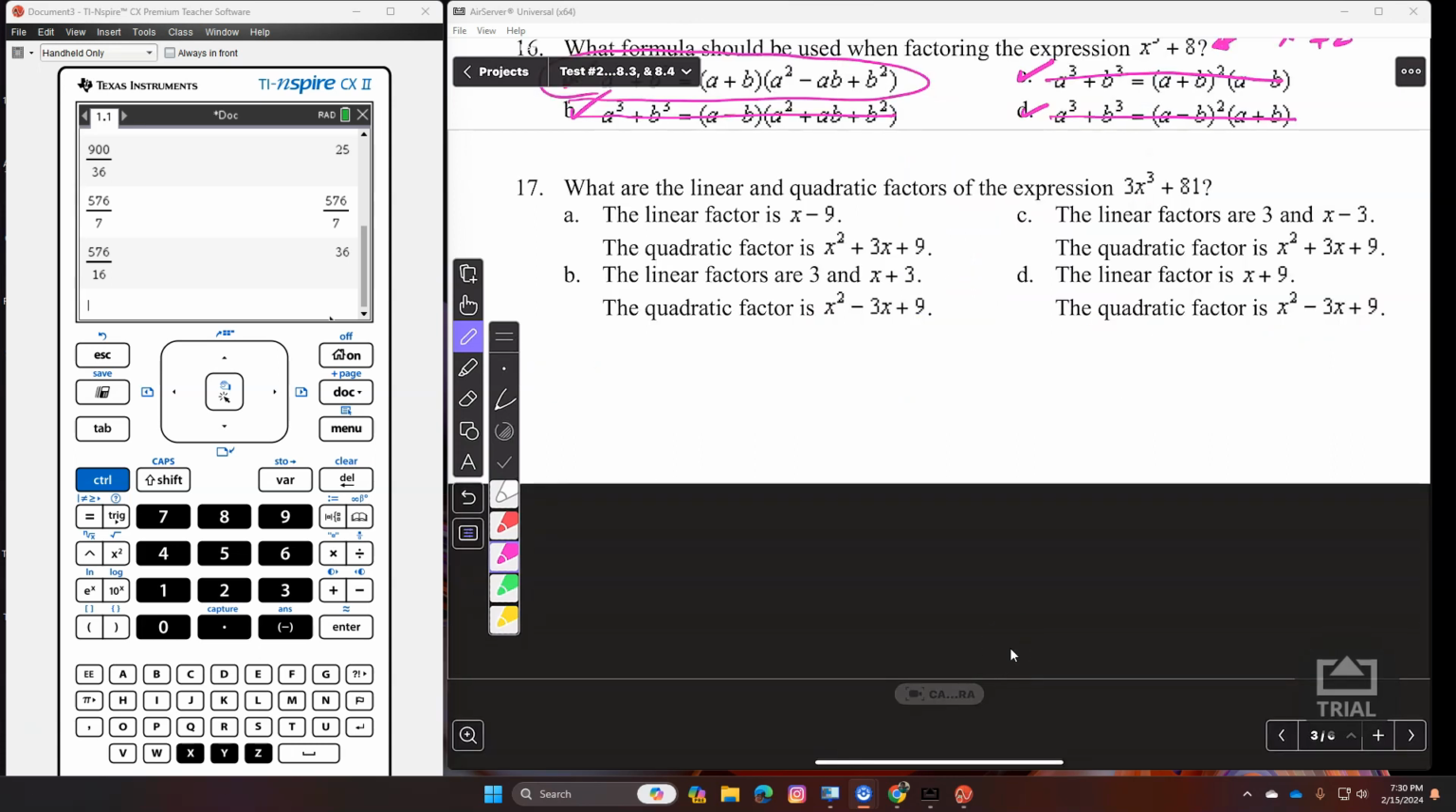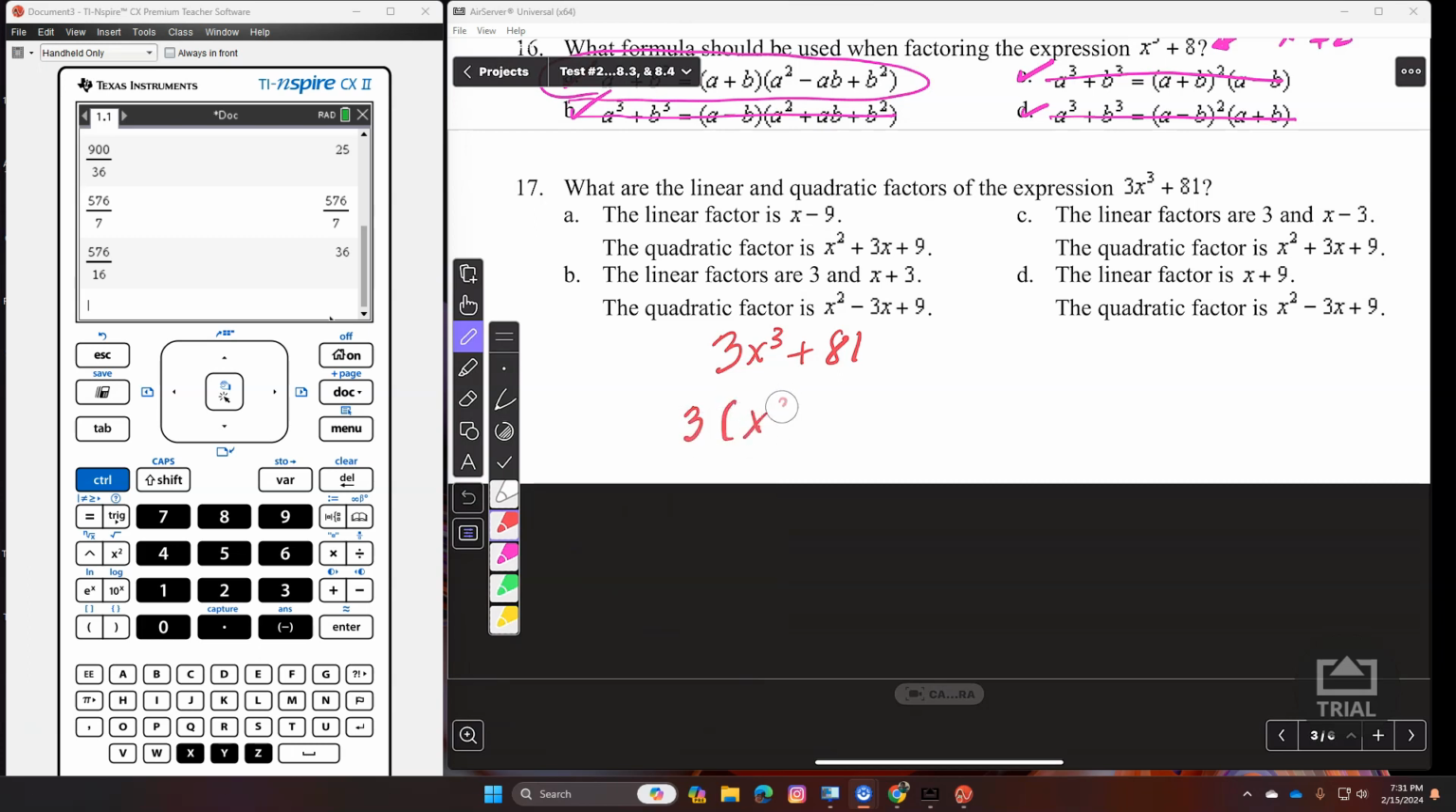What are the linear and quadratic factors? I'm going to go ahead and use red here, or I'll stay with fuchsia. 3x cubed plus 81. And you're going to tell me 3 is not a perfect cube. That's right. So remember, we did this in class. We're going to have to factor a 3. So I'm going to factor a 3.